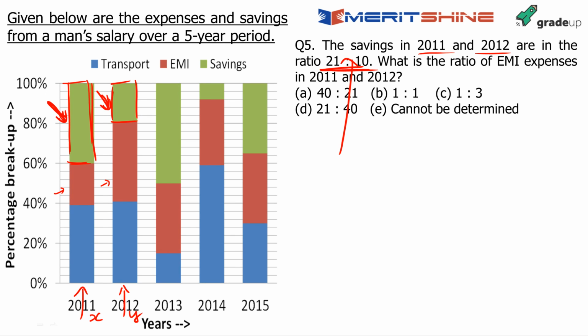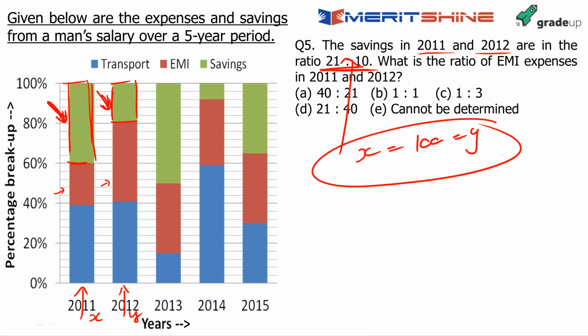When would it happen? Let's say X is equal to 100 is equal to Y. If X is equal to 100 is equal to Y, if you calculate this percent of X and this percent of Y, they would be in the ratio of 21:10, because the absolute values of X and Y are equal already. So it means with this data, the first statement, the savings in 11 and 12 are in the ratio 21:10, and looking at this is also 21:10.